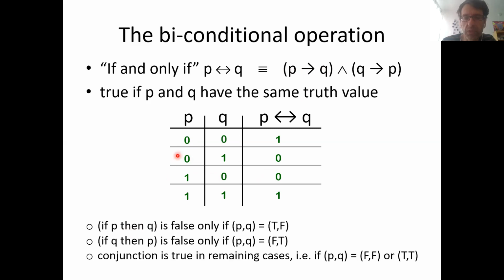This row violates this implication, right? Because if we say that Q implies P, then it cannot be that Q is true and P is false. Therefore, this is violated because this part is violated. And since this is equivalent to the conjunction of the two, the resulting truth table is this. Okay.